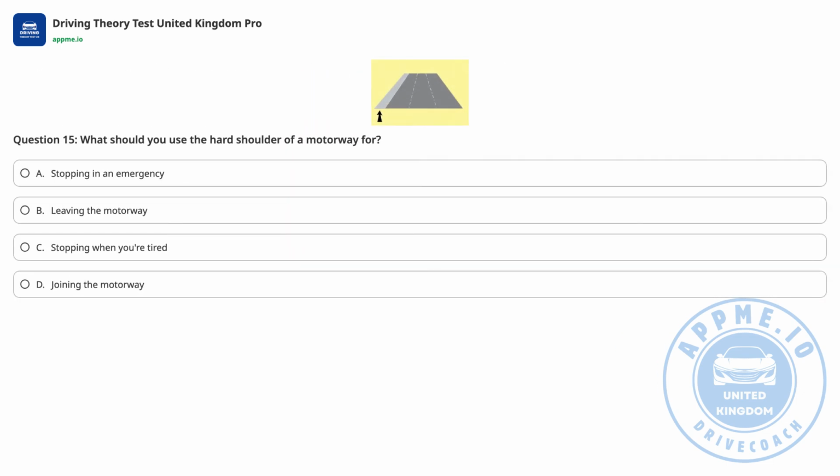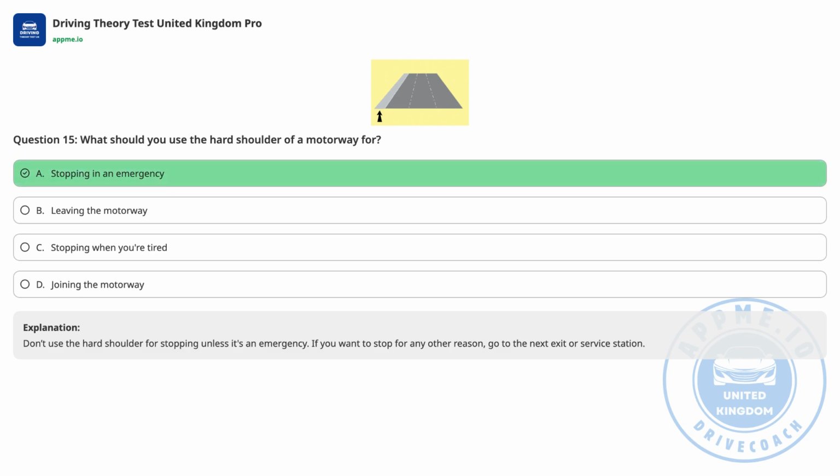Question 15. What should you use the hard shoulder of a motorway for? A. Stopping in an emergency. B. Leaving the motorway. C. Stopping when you're tired. D. Joining the motorway. The correct answer is A.